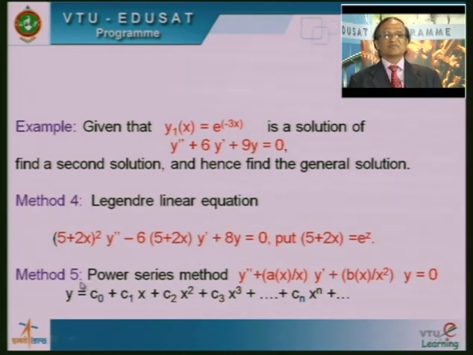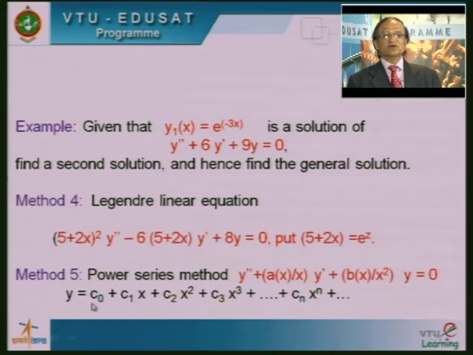We call it method number 5, the power series method. Suppose the given equation is y double prime plus a(x) divided by x into y single prime plus b(x) divided by x square into y is equal to 0. You observe that in all these equations, the right hand side is 0. Now, we want to find the solution, and you can assume the solution of this type of equation may be in this form.